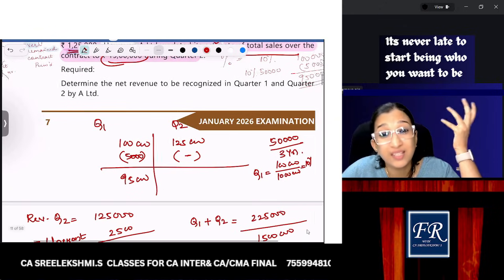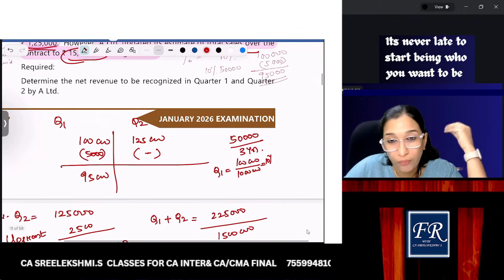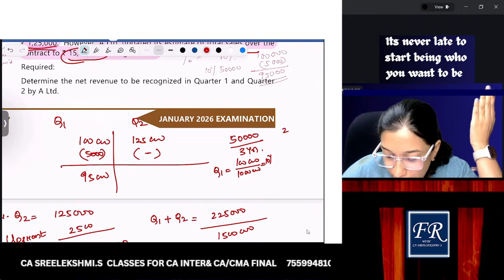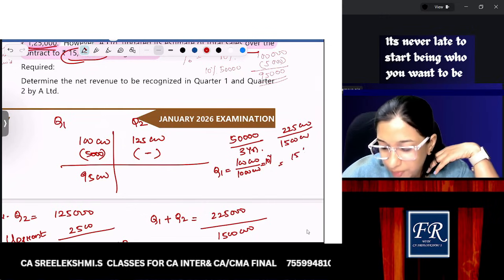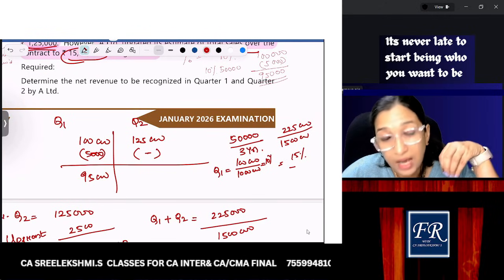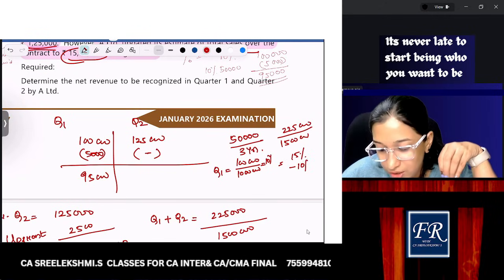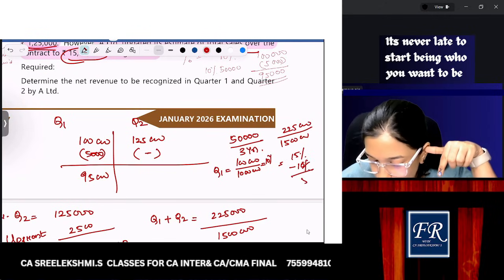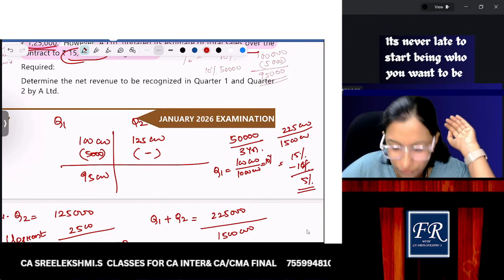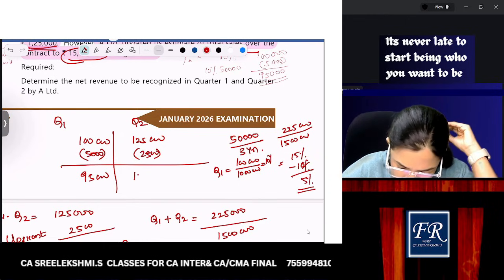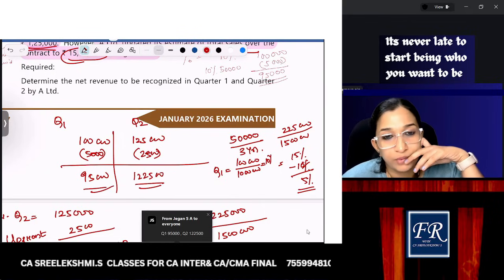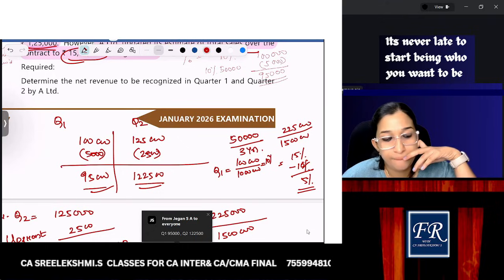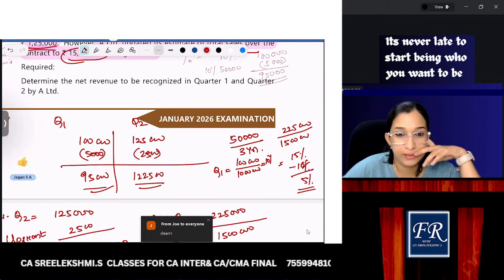In the second quarter, there is a change in estimates. So what is the percentage of work done? 2,25,000 divided by 15 lakhs. That is 15 percent of work done, of which I have already recognized 10 percent in the last quarter. So how much more revenue can I recognize? Just 50,000 into 5%, which is 2,500. So 1,22,500 is recognized in quarter 2. Are you okay? Yes.